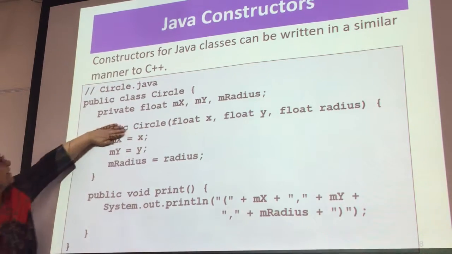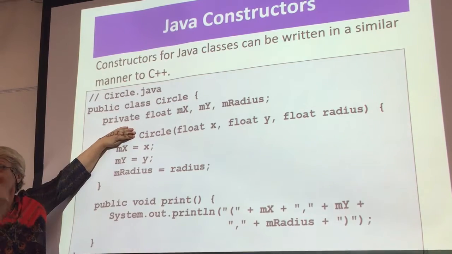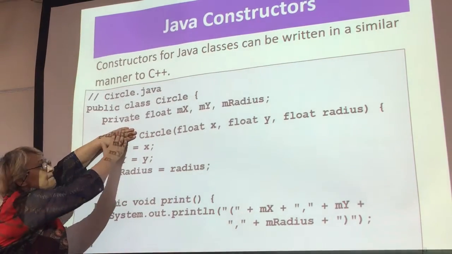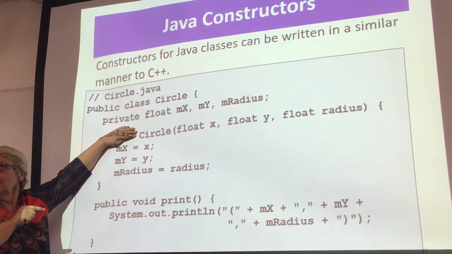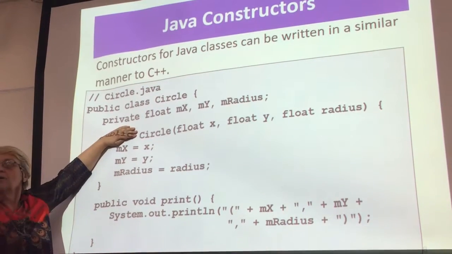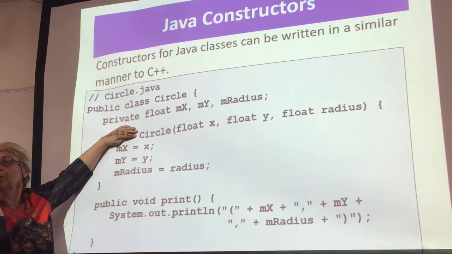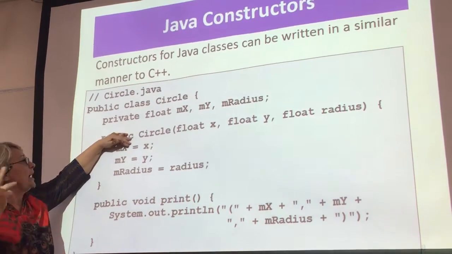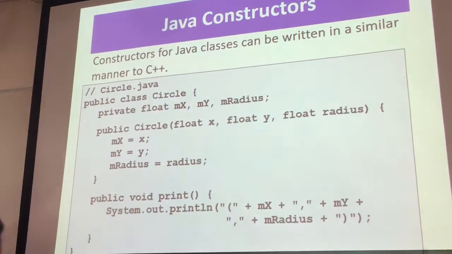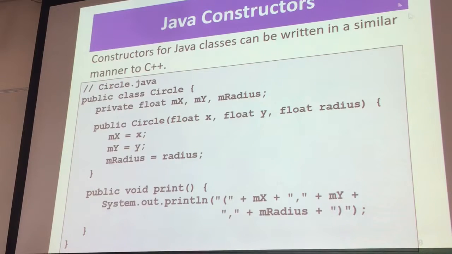If you have this in your C++ circle class, nothing here, this is a valid constructor, but it's private. And being private means no outside world can construct circle objects. And you will see when we talk about patterns, this is used in some cases. So a difference, the default way, handling coming from Java's default way.